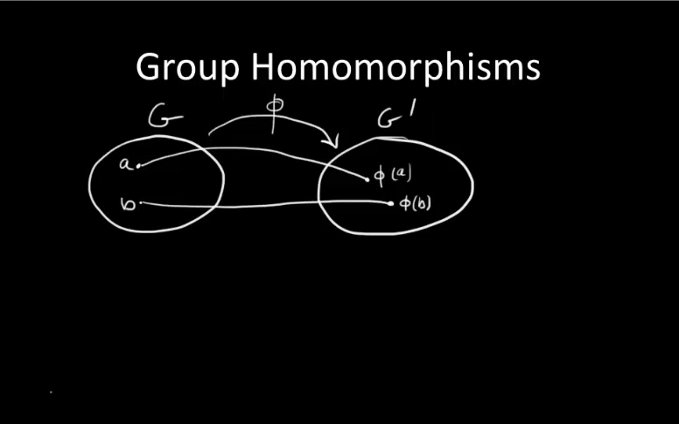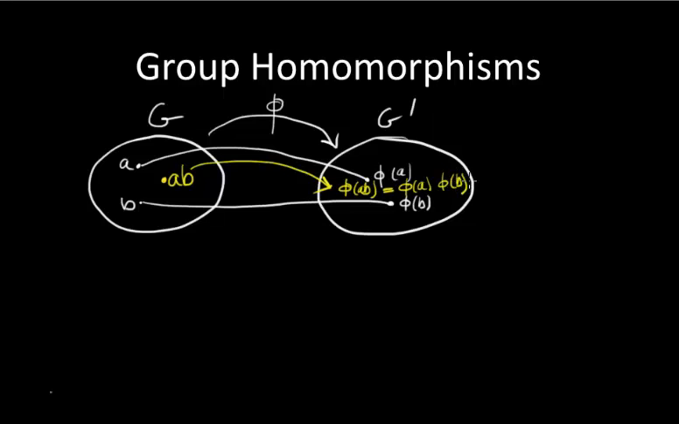Now, by preserving the algebra, I mean this. Let me put AB here, and over here, let me put phi of AB. So AB maps to phi of AB, and if it's a homomorphism, phi of AB is the same thing as phi of A, phi of B.